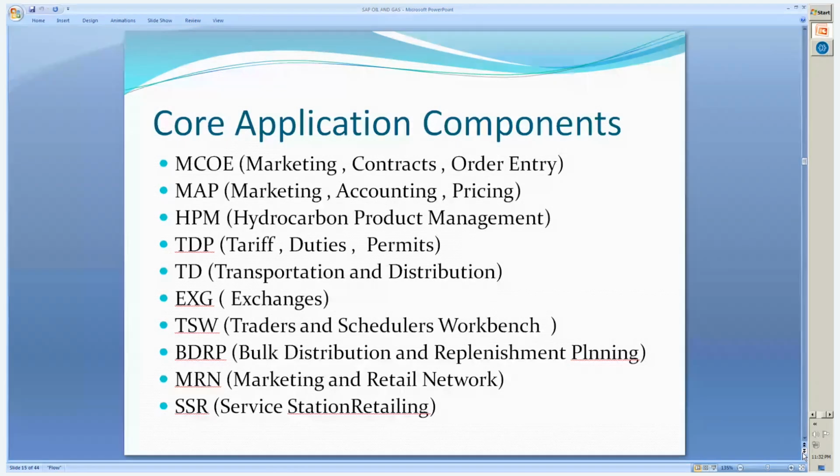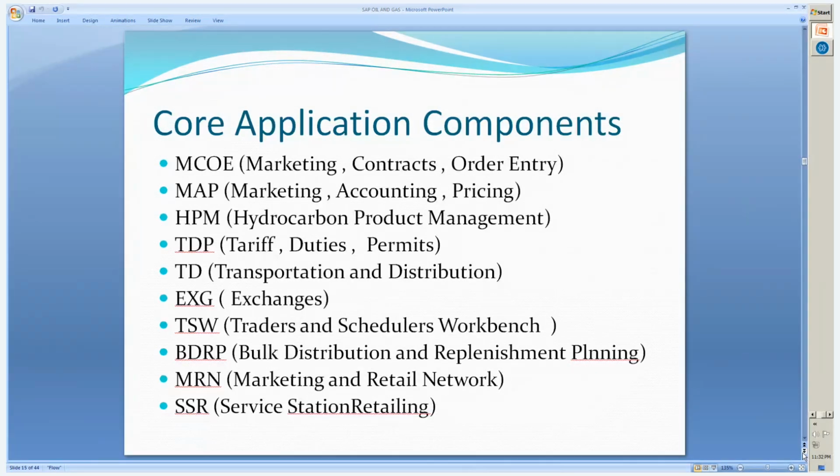Bulk distribution replenishment planning. Actually, we are using the consignment process in regular sales and distribution. The same process we are using in a different way in the form of bulk distribution and replenishment planning. Marketing and retailing network is one kind of reporting tool that we have in SAP Oil and Gas, which will be supplemented with the BI solution if required.